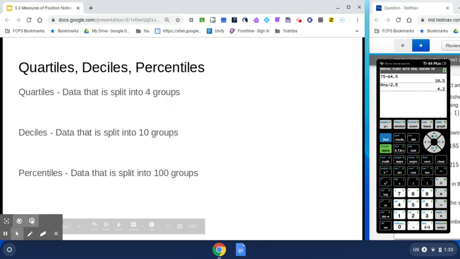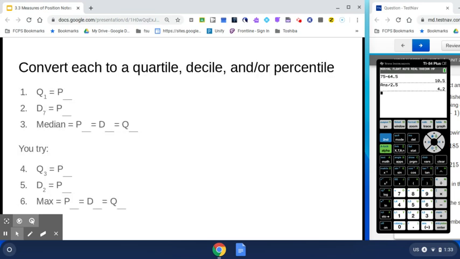The other measures of position that we're going to briefly be talking about are quartiles, deciles, and percentiles. And we can see the definitions of those 3 words listed there. These definitions are easy to remember if you remember those prefixes, quart, deci, and the word percent. All right, so if we take a look at how we convert from one to the other, our first example is we're going to take the first quartile and convert it to a percentile.